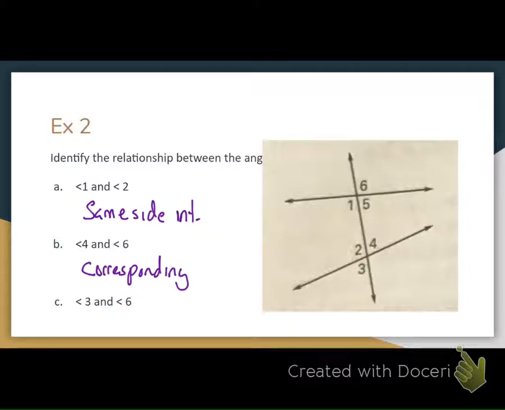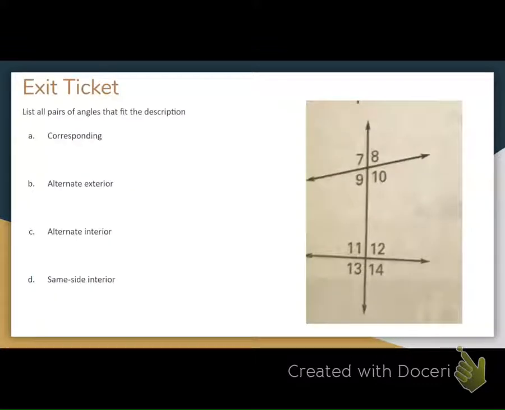So you see that 6 is to the right and above the line, so is 4 to the right and above the line. And then we have 3 and 6. Are they in the interior or exterior? You're close. Exterior. So alternate exterior, you see they're on the outside of the lines, not boxed in by those two lines. Opposite sides, alternate exterior.